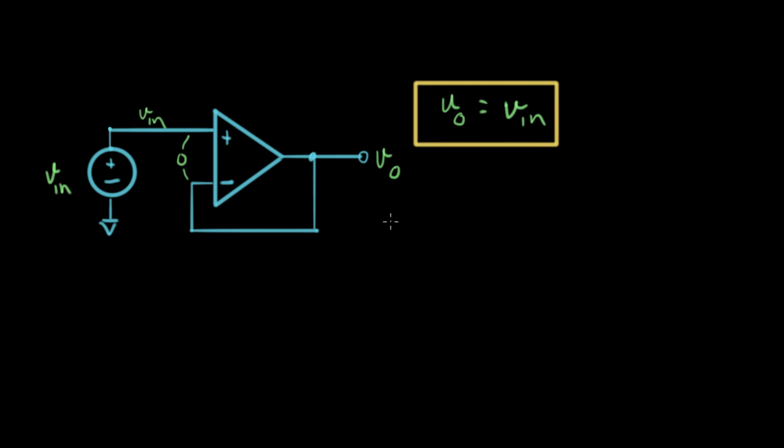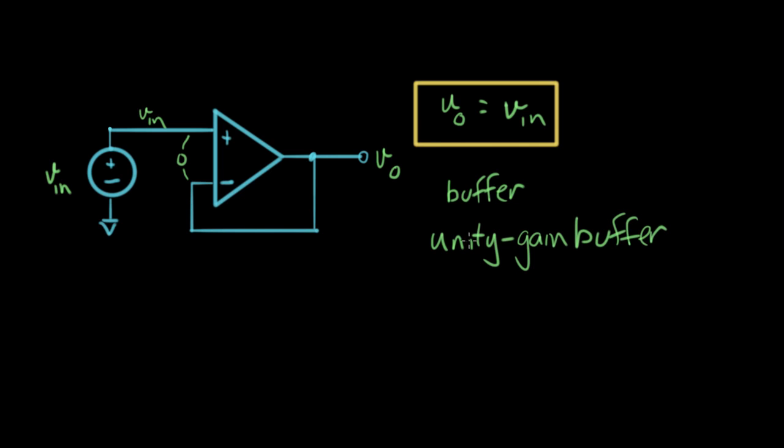That's the answer. This configuration is called a buffer, or it's also called a unity gain buffer. This is just a long way to say the gain is 1. So that's an example of a unity gain buffer, and we use the virtual ground idea to analyze it almost instantly.